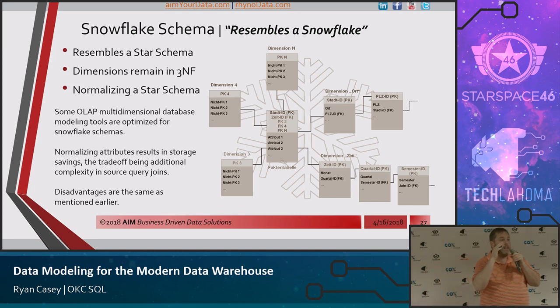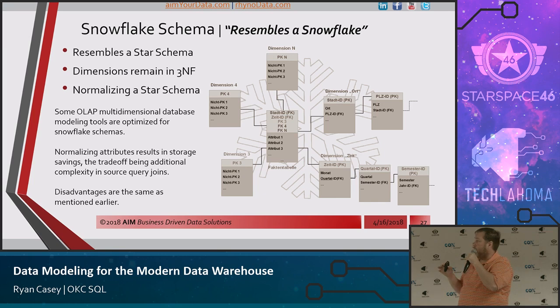Imagine if you had a sales fact and you have a product dimension. In many cases, in fact, this is right out of Microsoft's sample database, if you're familiar with it. In their data warehouse sample, they have a snowflake on product and they give you a subcategory and a category, right?